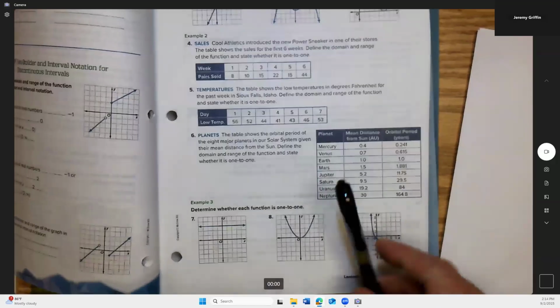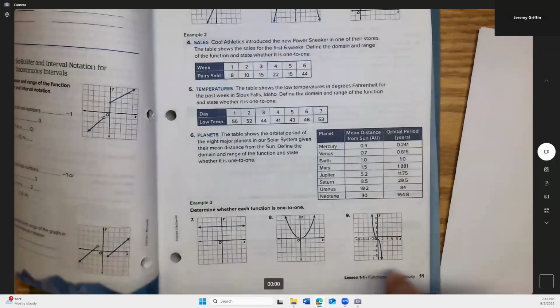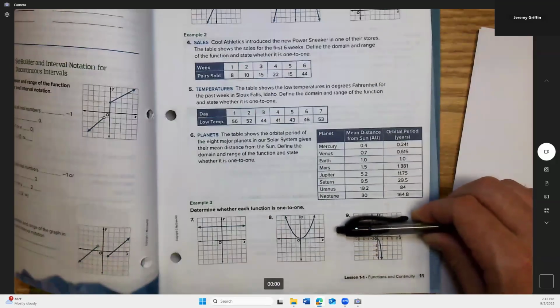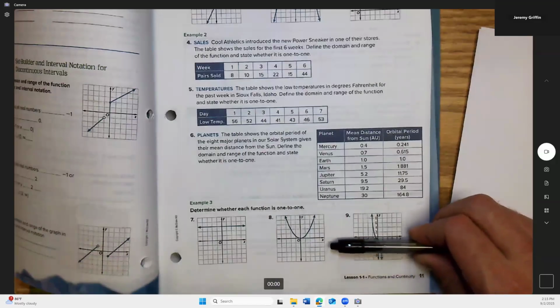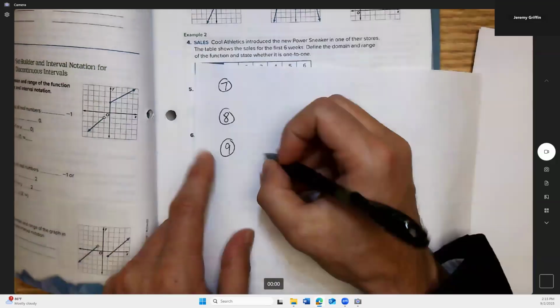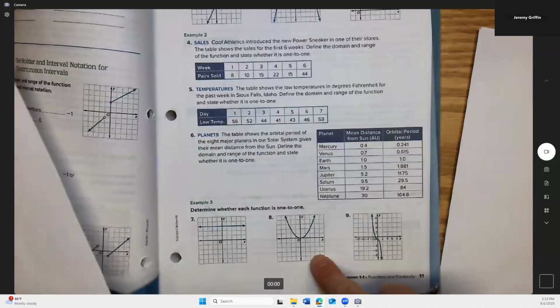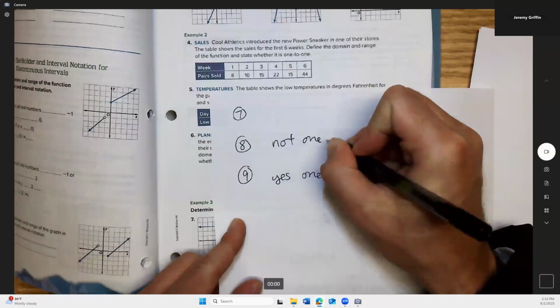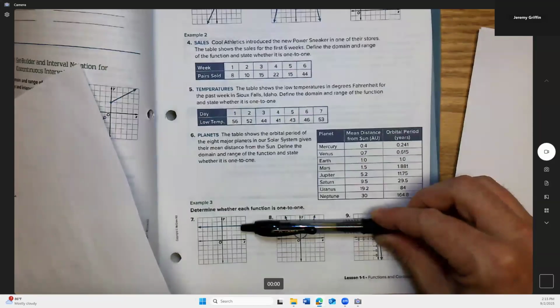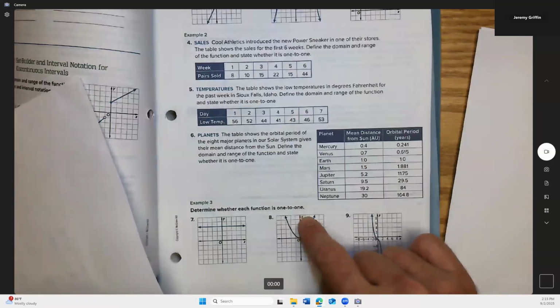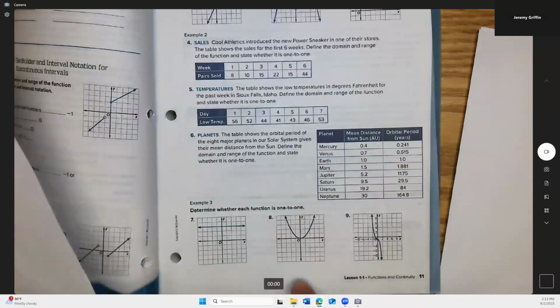But what about the horizontal line test? Okay, let's go right to left, so start at number 9. Is number 9 1-to-1? Yes, it is. Every single y value corresponds to exactly one x value. So number 9 is 1 to 1. What about number 8? Is that 1 to 1? No, you're right, it is not. It fails the horizontal line test. Any of these y values have 2 corresponding x values, except for the vertex.